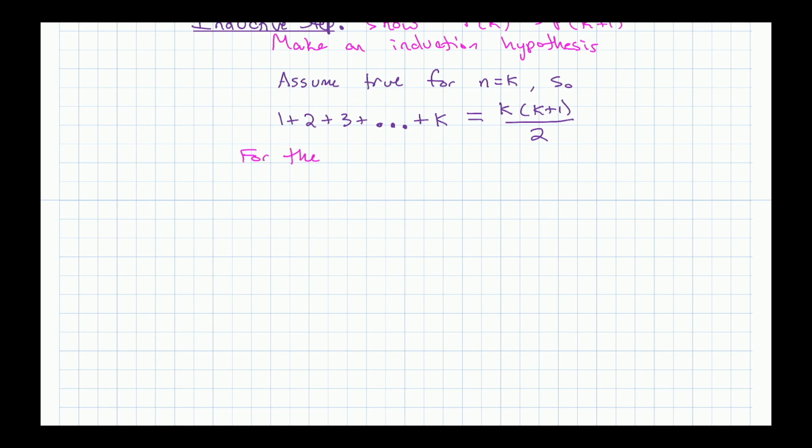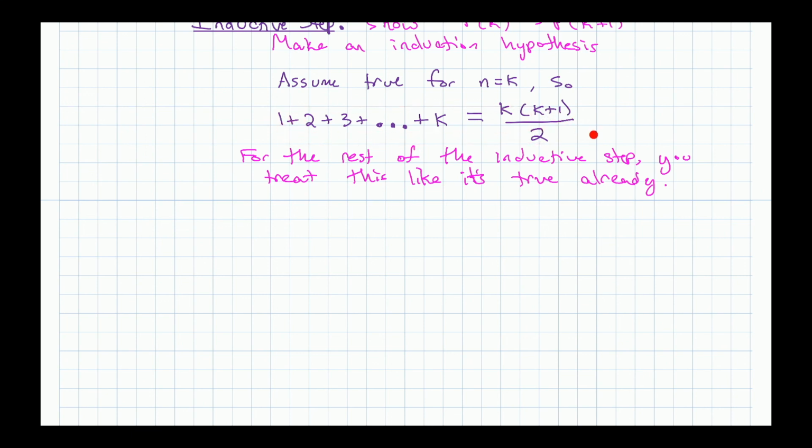For the rest of the induction step, you can treat this like it's a true algebraic fact. Like it's true already. Okay, so you didn't prove that, right? You're assuming that it's true. What you're supposed to prove is not this one. You're not supposed to be proving this is true. You're supposed to be proving the next step is true, the k plus 1 step.